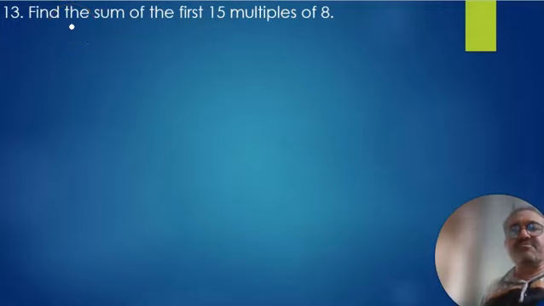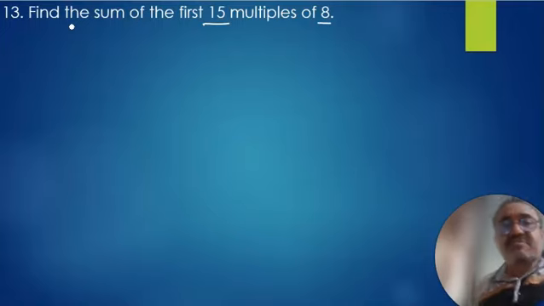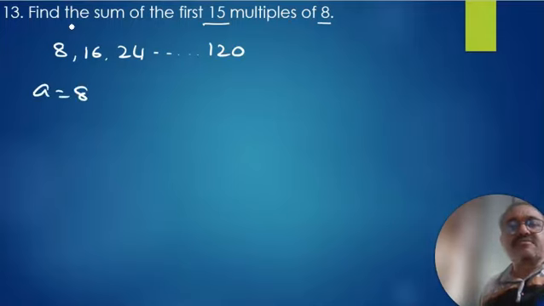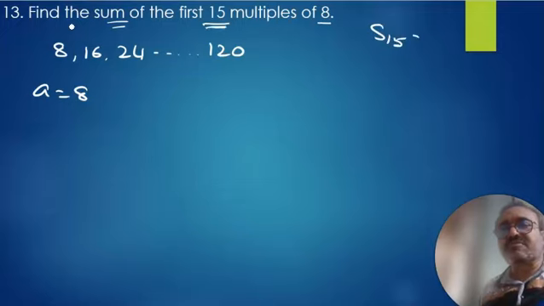Find the sum of first 15 multiples of 8. 8 యొక్క 15 multiples అండి. సో ఫస్ట్ మల్టిపుల్ 8 1 8, 8 2 16, 8 3 24, so on. 15 into 8 120. Then a is equal to 8. సమ్ కొనుక్కున్నాను 15 మల్టిపుల్స్ అంటే S15 క్వశ్చన్.